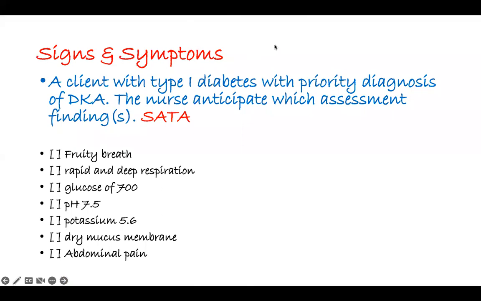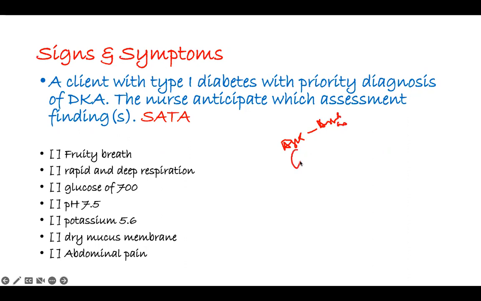This is the way I approach certain questions. First, you have to know what is being asked. If you don't know what is being asked, you can't answer the question. To find that, look at the last portion of the question: anticipate which assessment finding. So we're looking for an assessment finding, an expected finding.